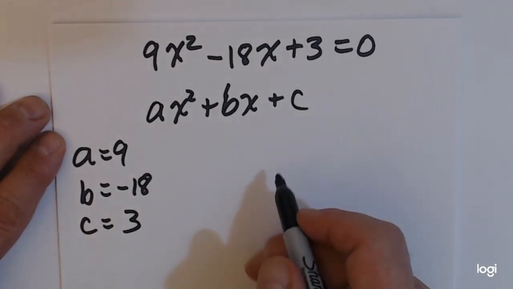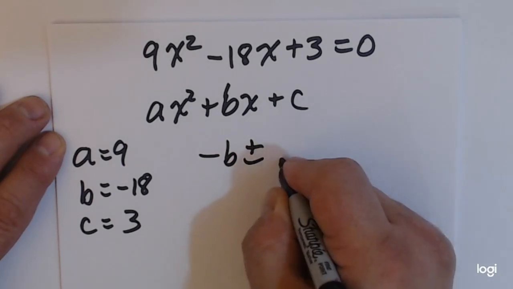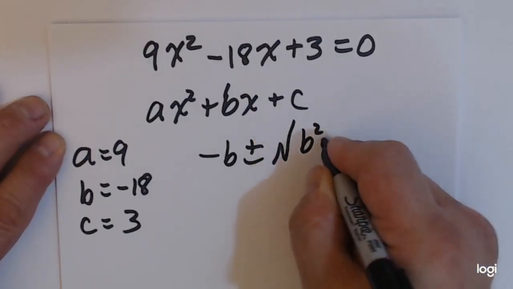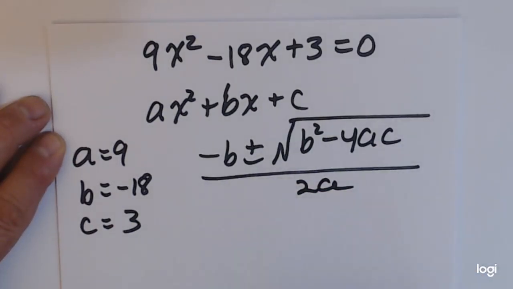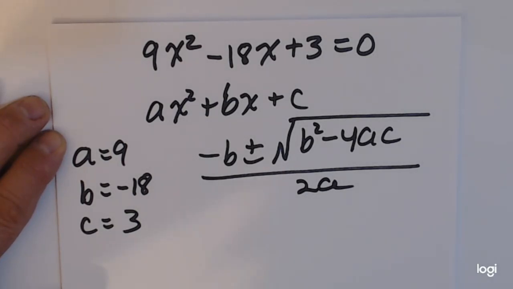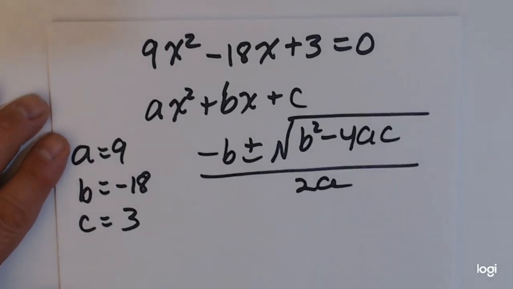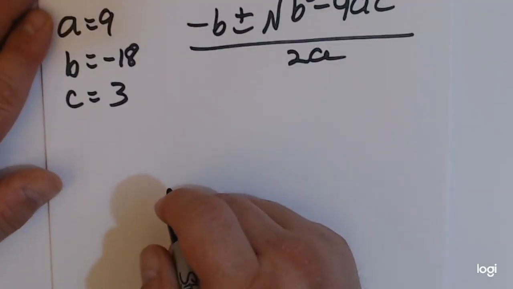So if we use our quadratic formula, which is negative b plus or minus the square root of b squared minus 4ac all over 2a, and I always write this formula out every time I go to do a problem or have to factor using a quadratic. I write out the quadratic formula. Keeps it fresh in my mind, easier to remember, and you should definitely be doing that all the time.